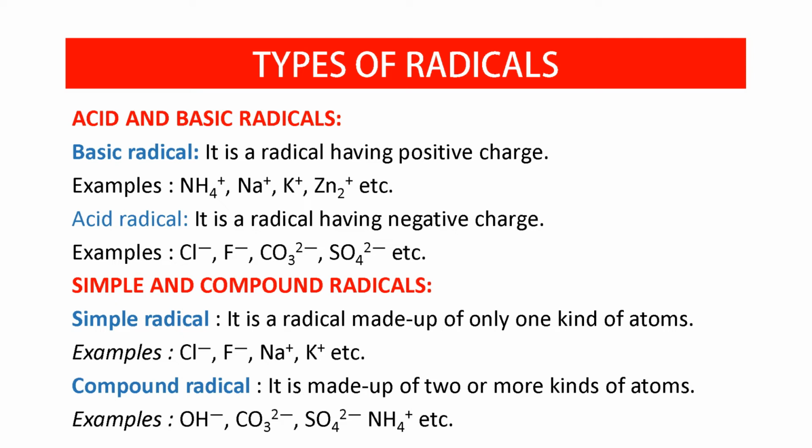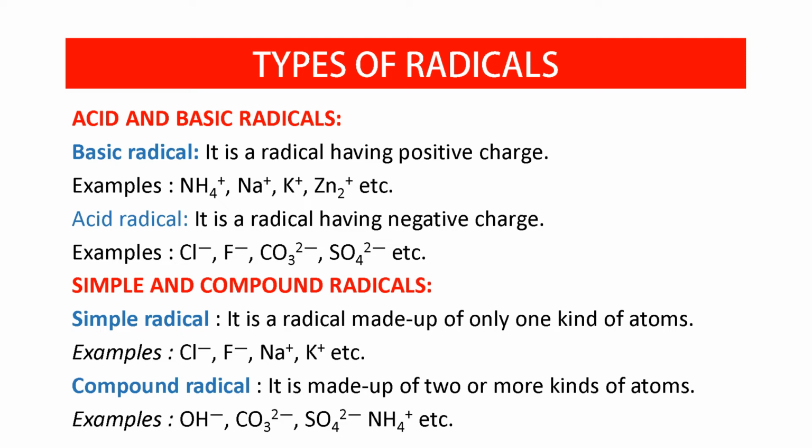Then a compound radical is made up of two or more kinds of atoms. If there are two or more kinds of atoms, that will be a compound radical. Example, OH minus: there is an oxygen atom and a hydrogen atom, two different atoms. So it is a compound radical because it is made up of two kinds of atoms. Same with carbonate, carbon atom and oxygen atom. Sulfate, sulfur atom and oxygen atom. Ammonium, nitrogen atom and hydrogen atom. So these are all compound radicals.